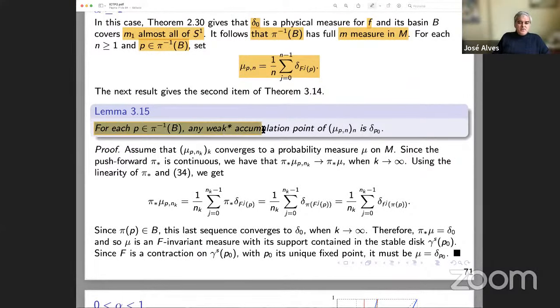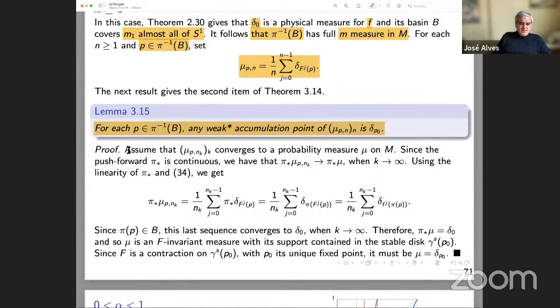So what we actually are going to prove is that any weak star accumulation point is delta P0. Well, if any weak star accumulation point of a certain sequence is a certain measure, then necessarily it converges to that measure. See that any sequence here has accumulation points in weak star topology. Okay, so the proof is very simple.